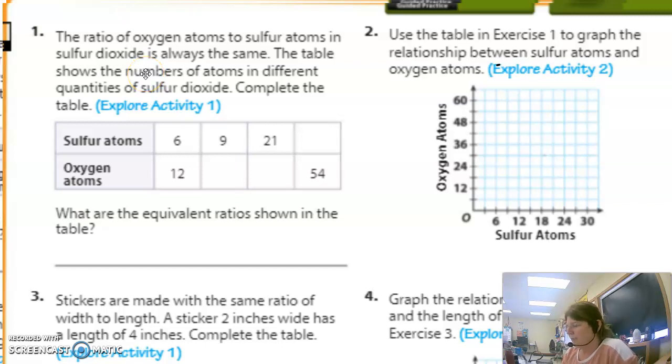Okay, here we go. We are in rates, tables, graphs. This is 7-1. I would like you to be thinking about how all of this works together. And remember, we are talking about using ratios and how to graph them.